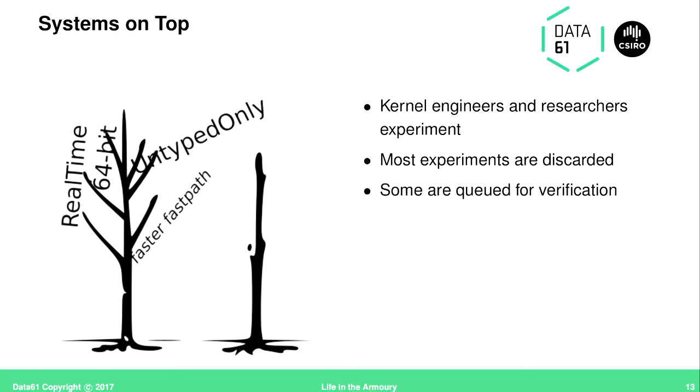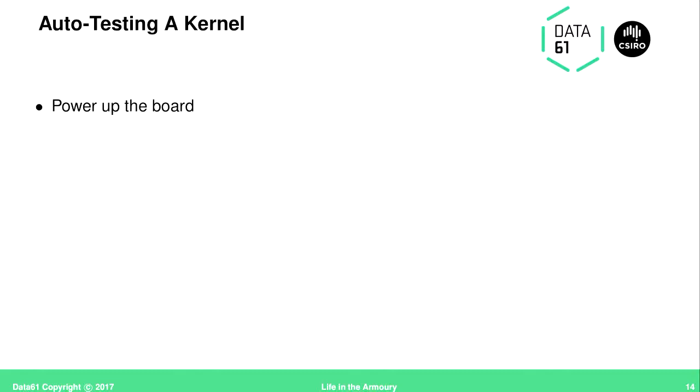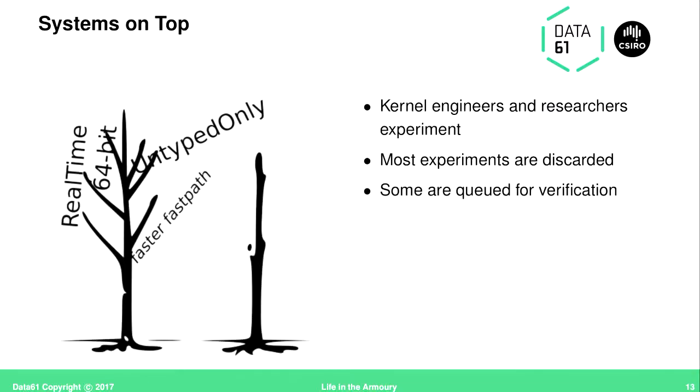But a few, a very few, are queued for verification. And what happens then, if I can just go back again, while you're queuing for verification is the kernel people talk to the verification people and they say, here it is, nice and shiny and it works. We tested it. And the verification people look at it and say, we can't prove that. Look, if you go through this code path, you're going to get a null pointer exception.